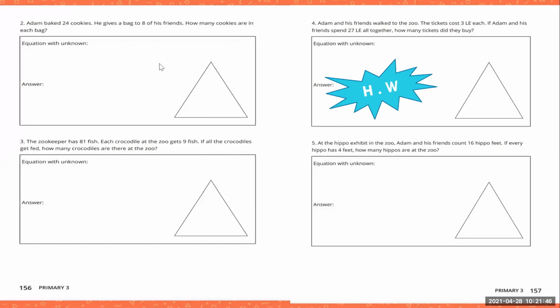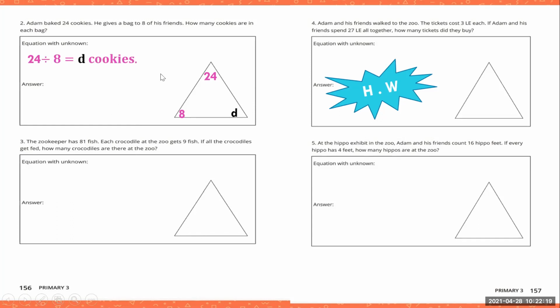Total is 24, so we will put it on the top of our triangle. And we know 8. So I can put 24 here, 8 here, and any symbol here. You can use any symbol, X, Y, D, M, any letter, okay? It's like the question mark, like the empty box, the missing number, okay?